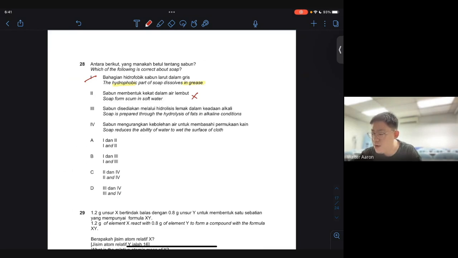Soap is prepared through the hydrolysis of fats in alkaline conditions. Take a look at the answer, and it's correct. Soap is indeed prepared through the hydrolysis of fats in an alkaline solution. That's why you need a concentrated alkaline solution for this to happen. So the answer here will be 1 and 3.